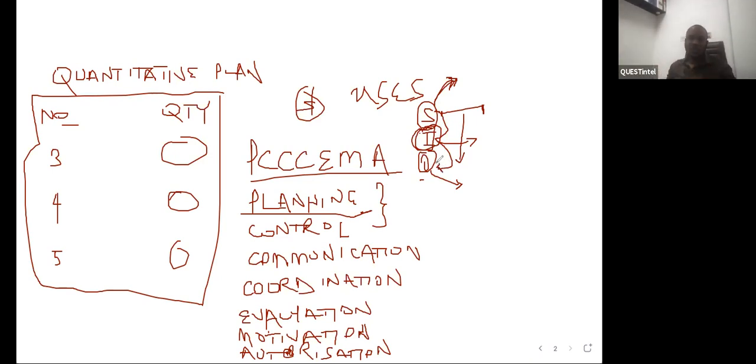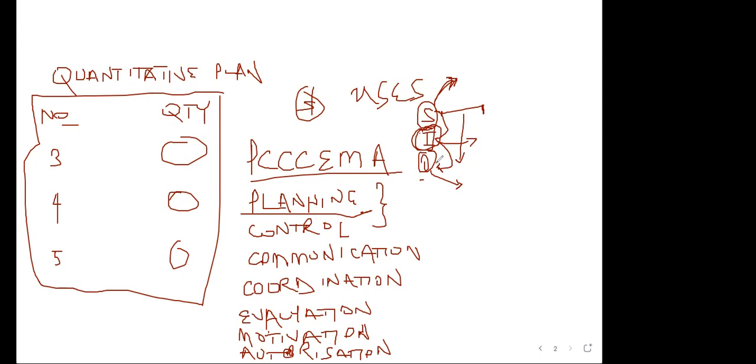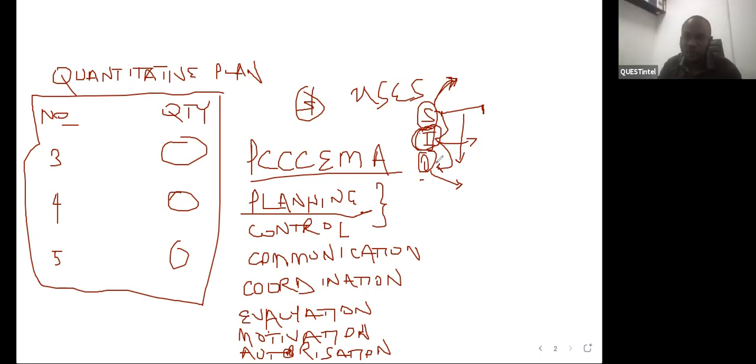So this understanding is what would usually be tested in the objective question when they are asking about uses of budget, particularly with respect to planning.